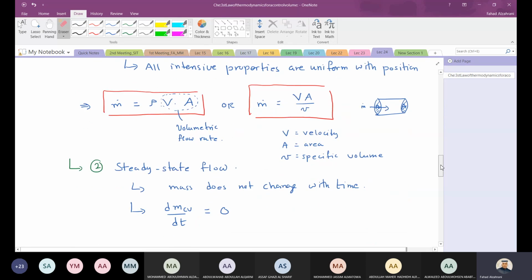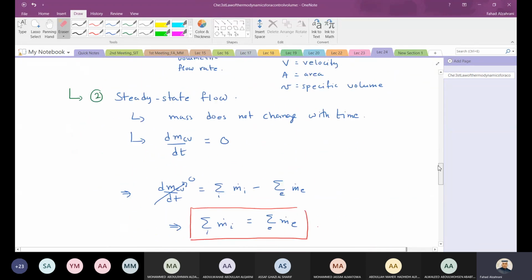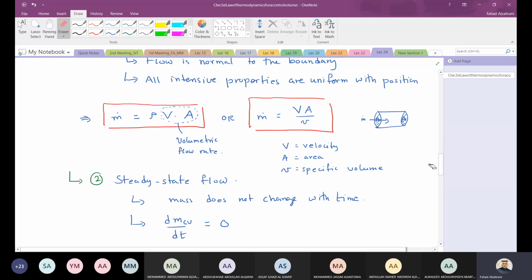طيب, the second approximation يا شباب is what I call steady state flow. لما نتكلم انه steady state control volume نقصد انه whatever flow is happening. يعني if I have a certain flow, the inlet flow and exit flow does not affect the mass within the control volume, which means the mass does not change within the control volume with time. Okay, so there is no change of the mass. If there is no change with the mass of time, so there is no derivative of the mass of the control volume, so it's equal to 0.